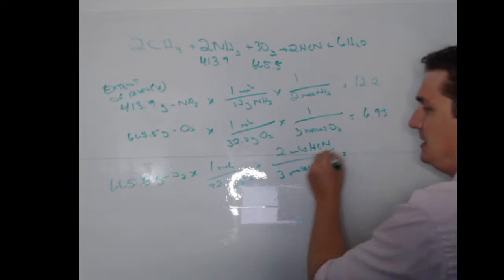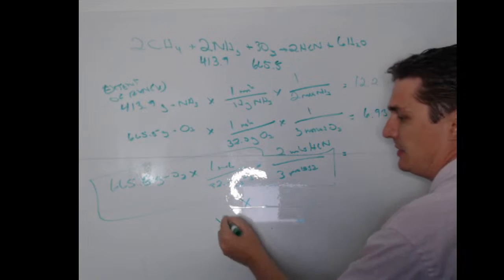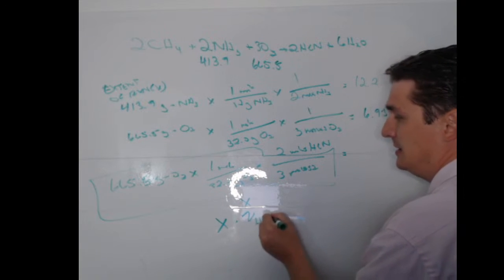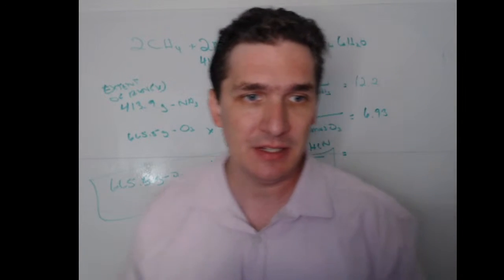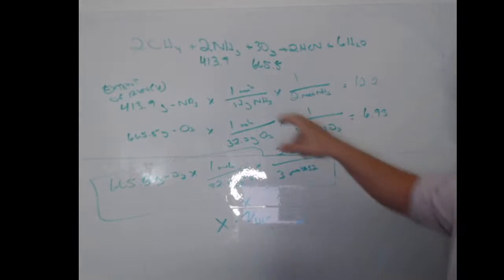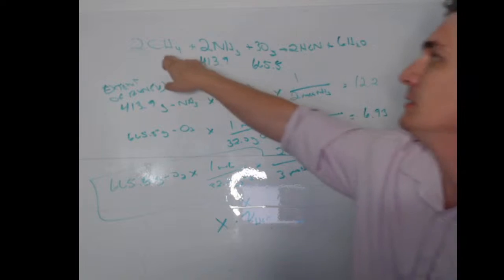Well, all of this here is the extent of reaction. So X times my reaction coefficient on the HCN, that's all I've done here. Now the power of the extent of reaction is that once we have it, we know how many moles of everything else reacted, but we just multiply this number by whatever is in front.